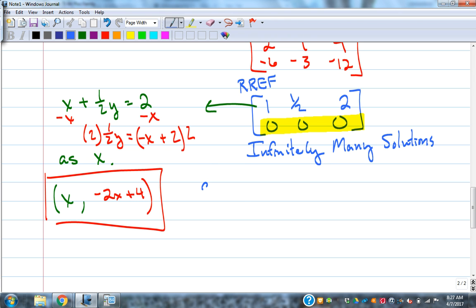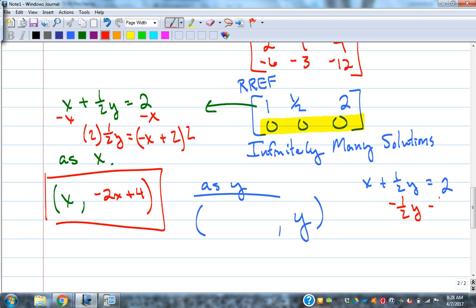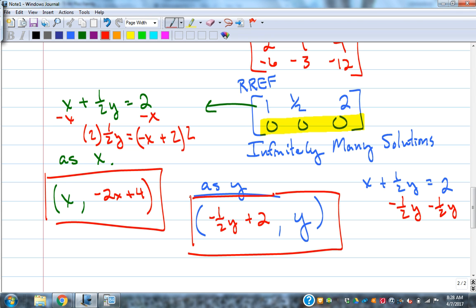If they ask for it in terms of y, then your ordered pair changes. The y is the plain variable. And then you need to solve this equation to get x in terms of y. So x plus 1/2 y equals 2. To solve it for x, subtract 1/2 y: negative 1/2 y plus 2. That's how they would be in terms of y. In terms of x, x is the only variable in the answers. In terms of y, y is the only variable in the answers.